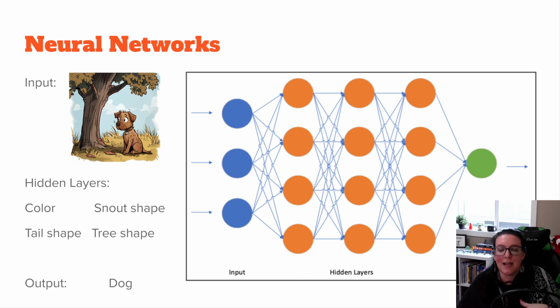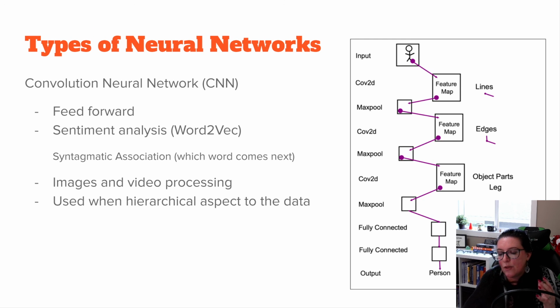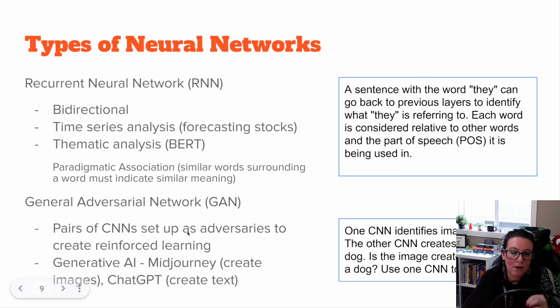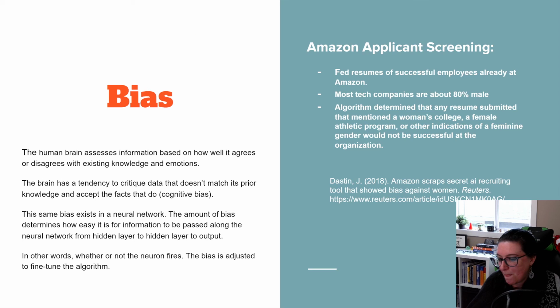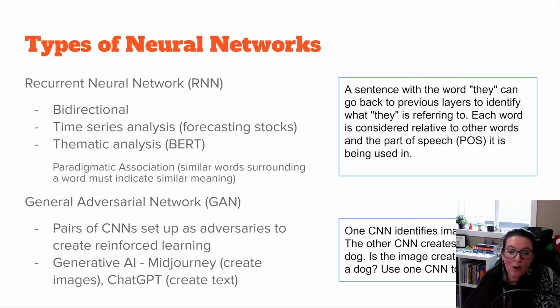I gave it a prompt. I told it, give me a cartoon of a dog, and it gives me this picture here. So that is created through this generative adversarial network. Pairs of CNNs that are set up against each other in an adversarial scenario, and then using reinforced learning to learn from each other to help tune and improve the CNN that is identifying the image and the CNN that is creating the image. In our next video, we'll talk about how we set up a neural network, and then we'll get into building them in Python.